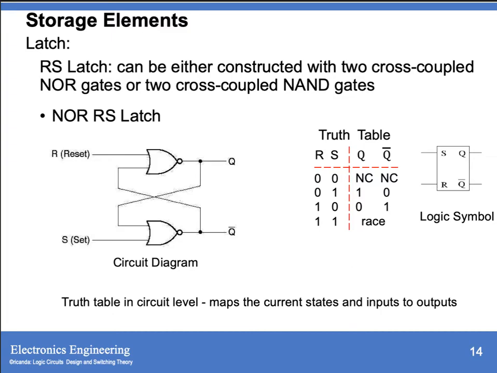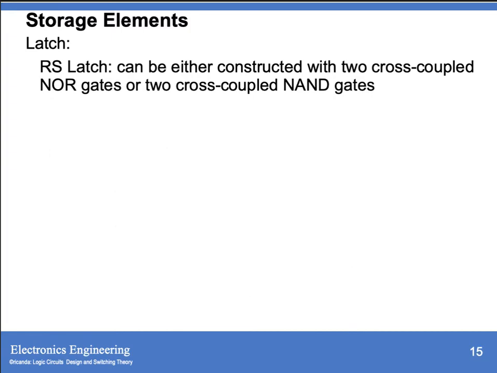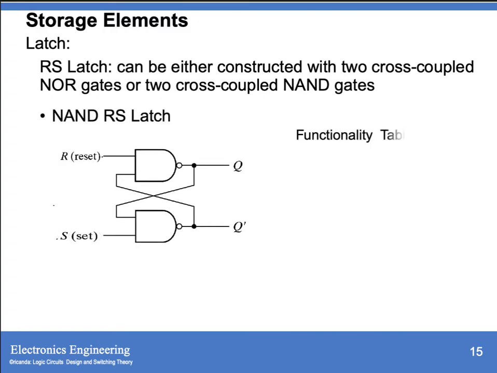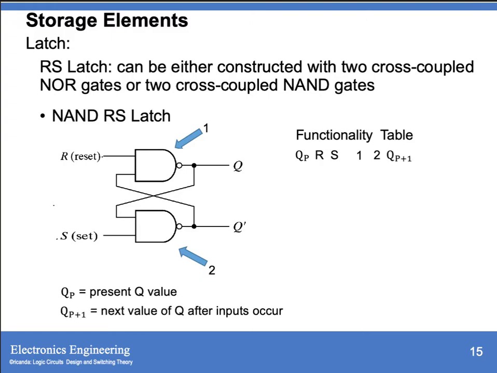So the truth table of your storage element will map the current state and inputs to output. For the NAND RS latch, we have the same functionality table. You have the QP, the present value of Q. We have inputs R and S. We have NAND 1 and NAND 2. Our output will be called QP plus 1, or the next value of Q.